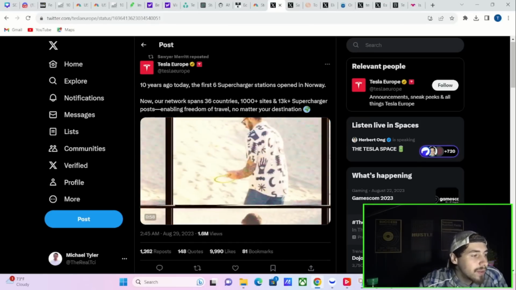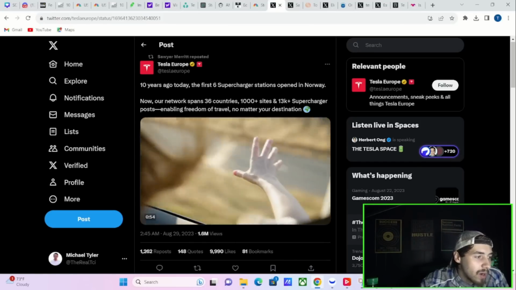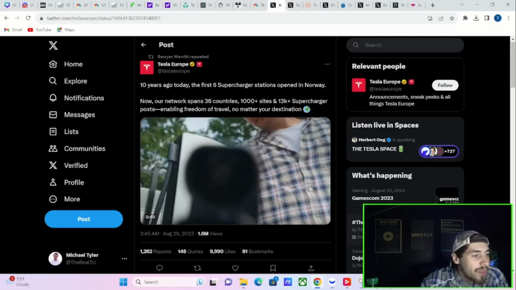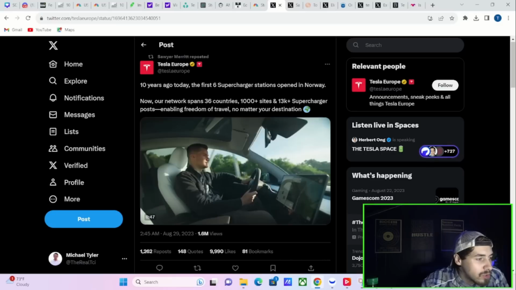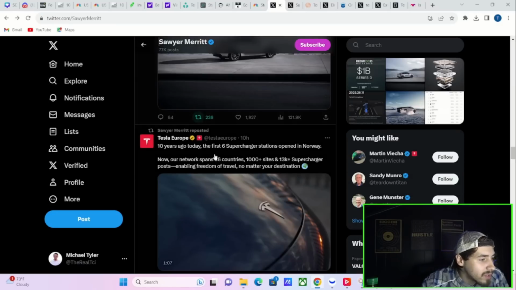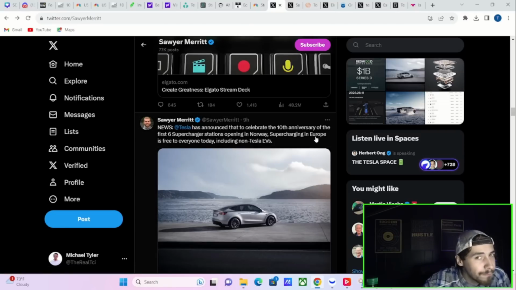10 years ago today, the first 6 supercharger stations opened in Norway. Now our network spans 36 countries, 1,000 plus sites, and 13,000 plus supercharger posts, enabling freedom of travel no matter your destination. And Tesla, in an anniversary of this 10-year date, will be allowing you to charge your Tesla or EV in general throughout Europe for free today.